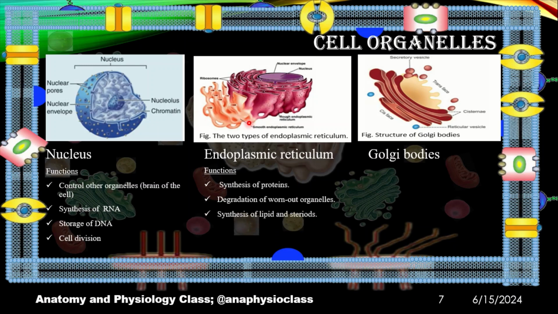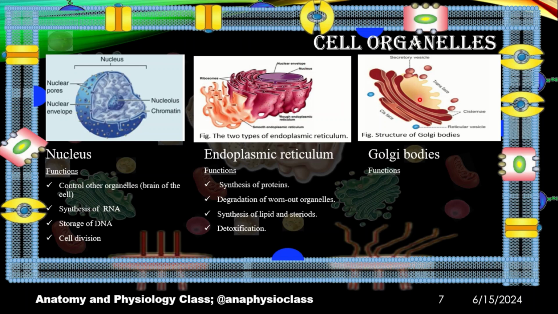Then the smooth ER. The functions of the smooth ER include synthesis of lipid and steroid substances like steroid hormones. Examples of steroid hormones include the estrogens, progesterone, and other sex hormones. Lipids like cholesterol. So all these substances can be synthesized by the smooth endoplasmic reticulum. And detoxification means removal of harmful toxins.